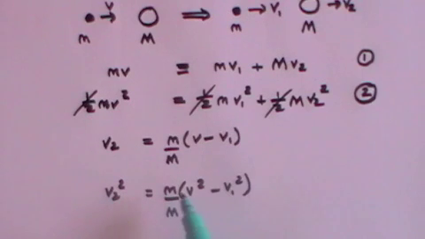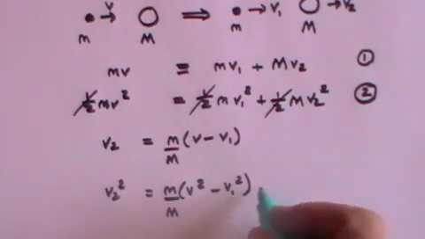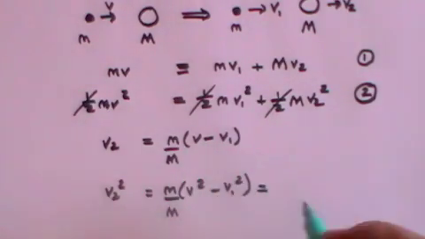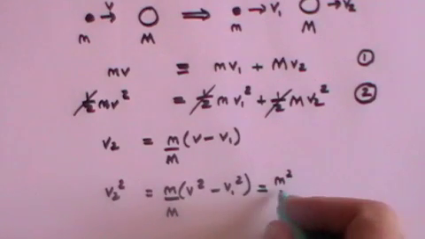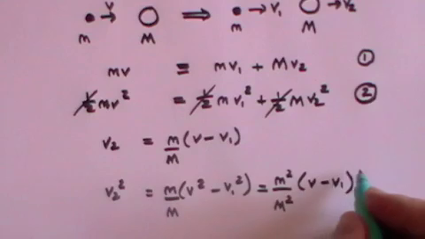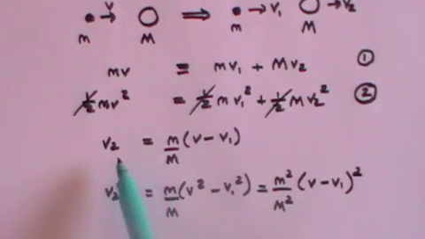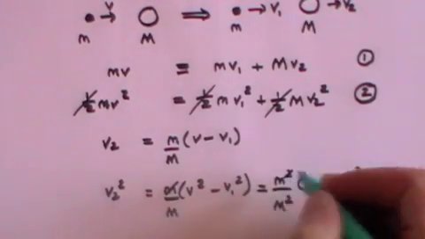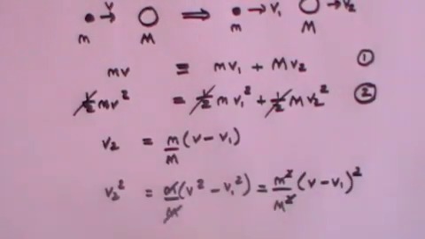So v2 squared is m over capital M, v squared minus v1 squared. But v2 squared is also equal to this term squared. So that's going to be m squared over capital M squared into v minus v1 all squared. We've simply squared both sides here. This then becomes v2 squared, which is this. So this equals this. And you can see immediately that I can cancel one of the m's there and one of the capital M's there.